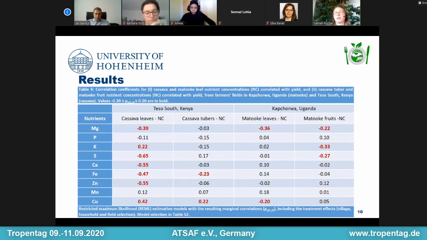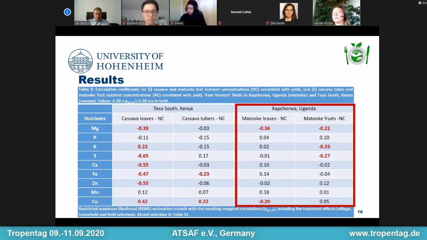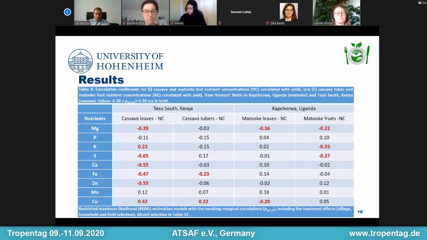Here are again correlation coefficients of cassava and of matoke. In cassava, we can see that the leaf nutrient concentration has a stronger connection to the yield, whereas the cassava tubers have a lower correlation to the yield. In matoke, we can see in general just very low correlation coefficients compared to the other crops that we measured.